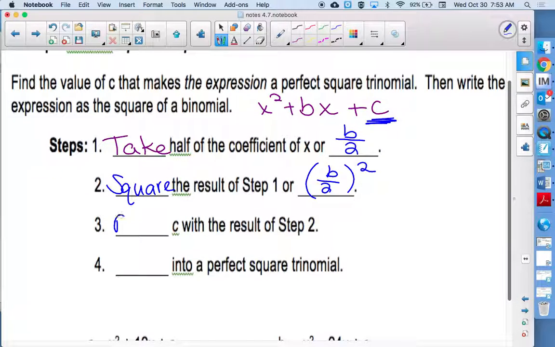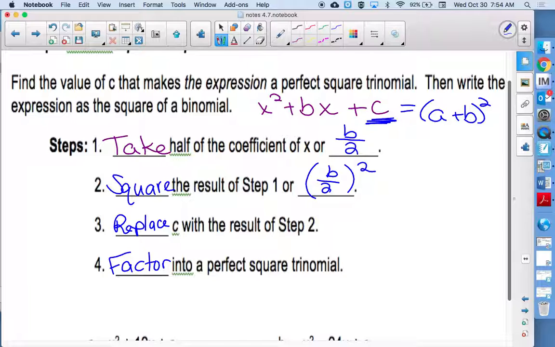Step 3 would be to replace c with whatever number we get. So if I get a 25, I'm replacing c with a 25. And then the last thing we'll do is factor. Our goal is to get this to factor to be a perfect square. So that is our end goal. How can I factor it so that it's a quantity squared?